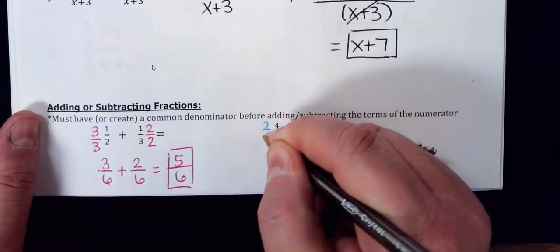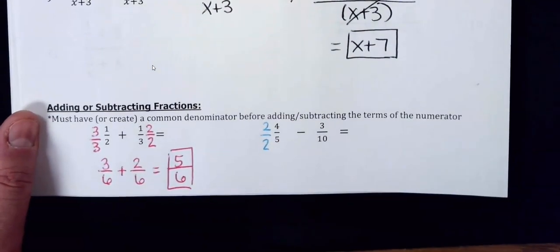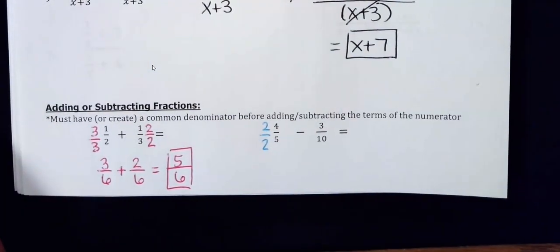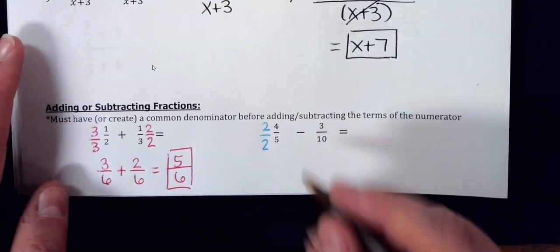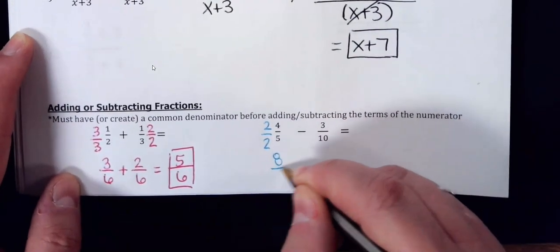Yes. Okay, do I need to do anything to the other fraction? No. So sometimes you might have to multiply both fractions. Sometimes you might only have to multiply one. In this case, you get 8/10.